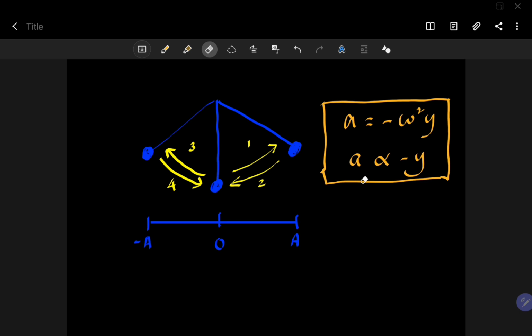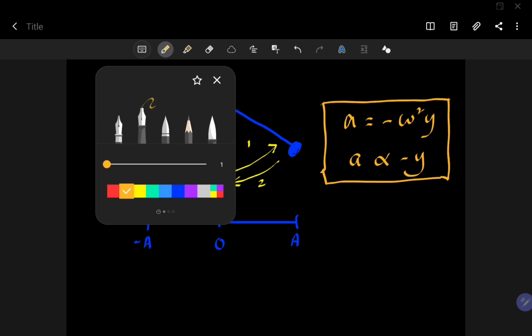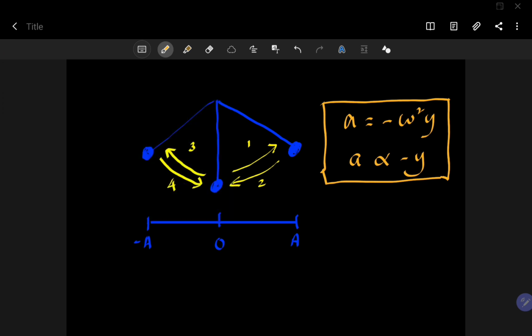So in this case, according to the definition, a and y are directly proportional, but in opposite directions. Okay, what does it mean? By assuming that the displacement is y, what happens now? Let's say this is the displacement, and starting from 0, the displacement just increases.